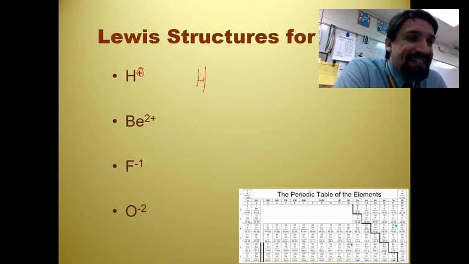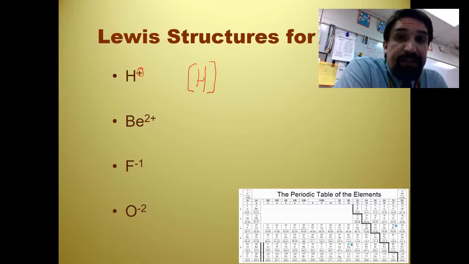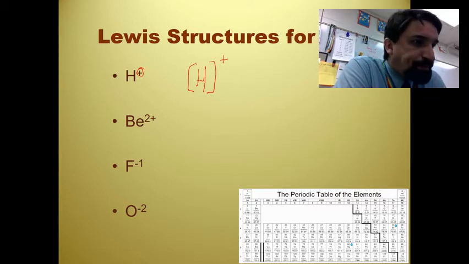To indicate that it's an ion, we usually draw in square brackets. And we usually also add the charge outside the square bracket. That way it's pretty obvious about what's going on.